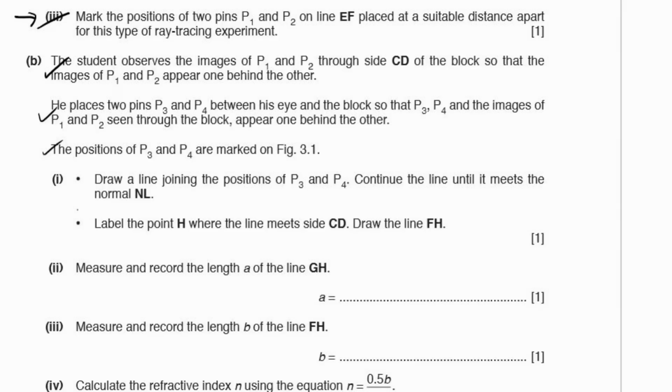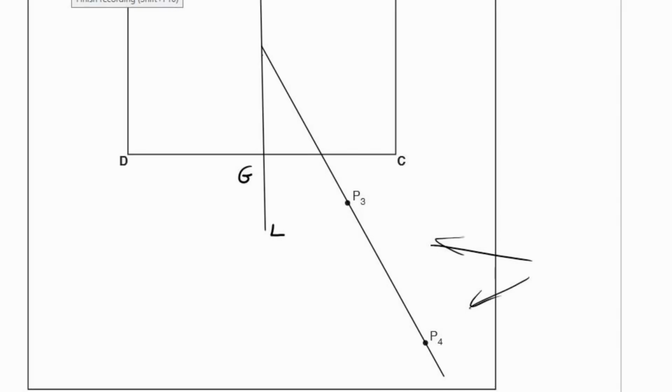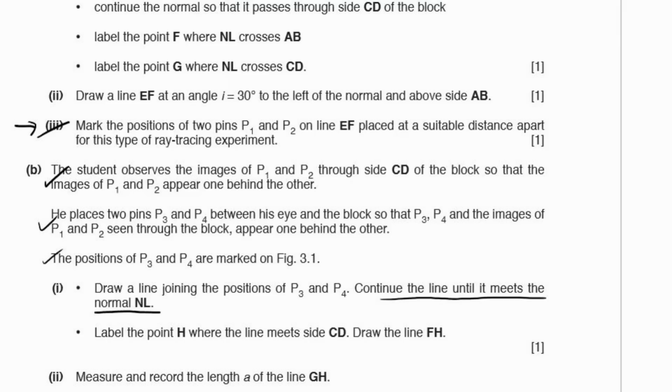Okay, 1. Draw a line joining the positions of P3 and P4. Continue the line until it meets the normal NL. So we have to draw a line through P3 and P4 and continue until it meets NL. Let's do that. So there we go. I've drawn that line through it now, and it continues all the way up until it meets that normal line, NL. So I'll just tick that as well.